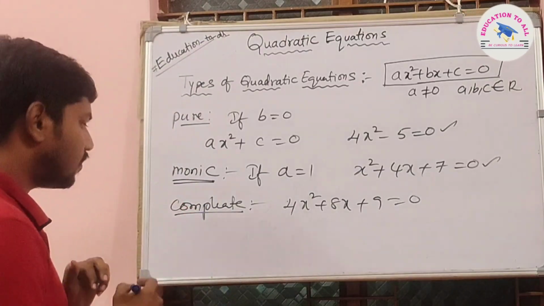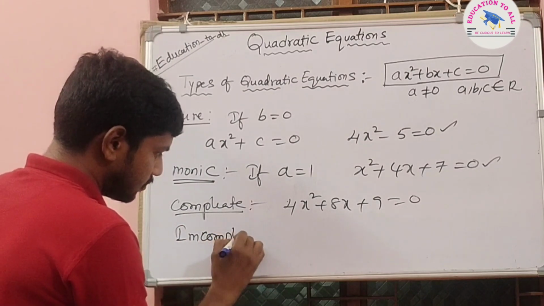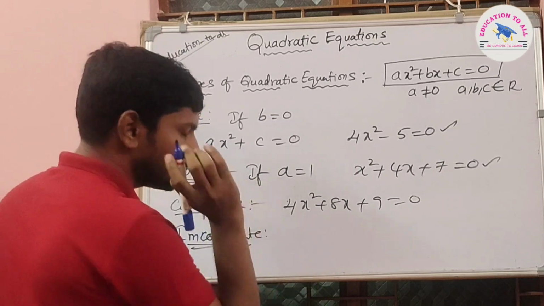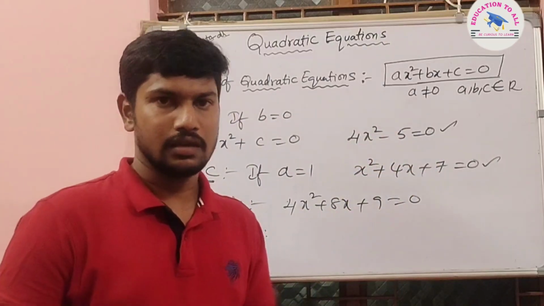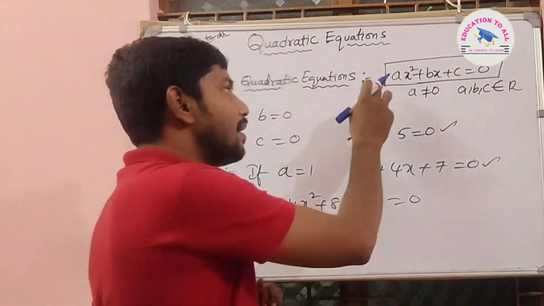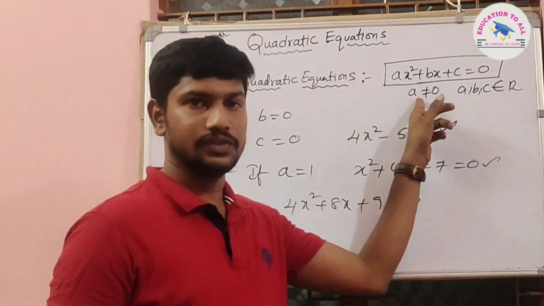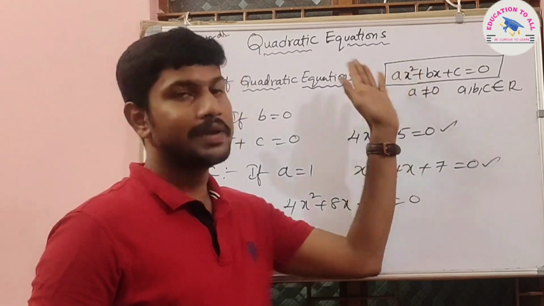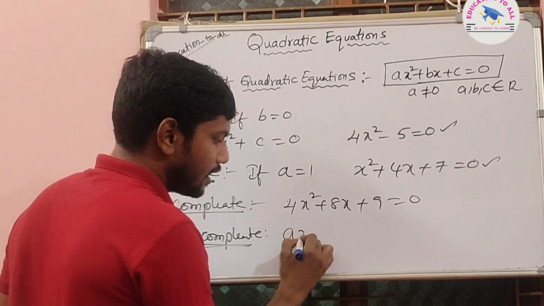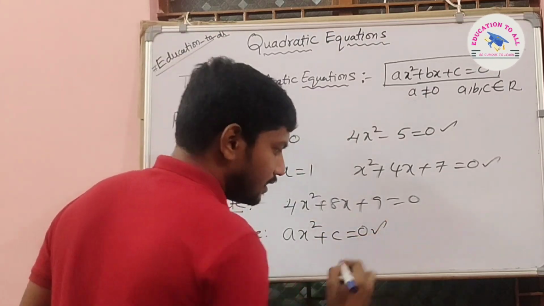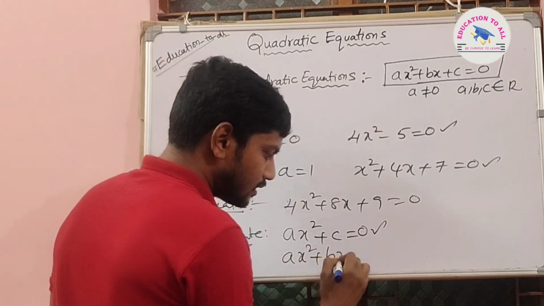So next, the fourth type, we have incomplete. Incomplete quadratic equation, very simple. Incomplete means any one term is missing, but we have to be very clear here that the a term should not be missed. The coefficient of x square should not be 0, as we said, that is a condition. If it is 0, it becomes a linear equation, so that should not be 0. So we can say that either ax square plus c equal to 0 is called incomplete, or otherwise ax square plus bx equal to 0.